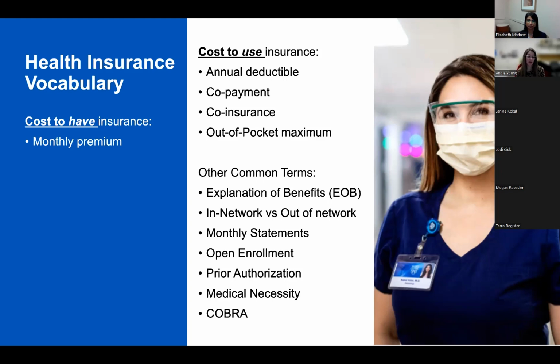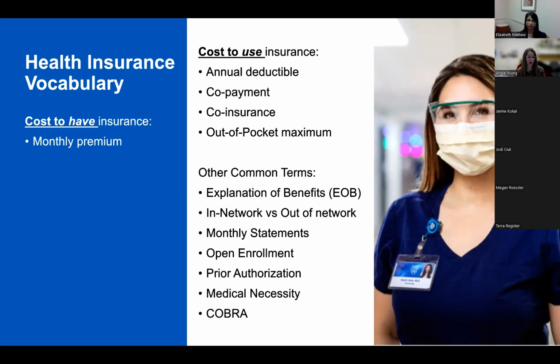Monthly statements are statements that will come from the medical facility that will tell you these are all the charges that were sent to your insurance company. It will also tell you whether or not there'll be bills. They'll tell you if there's a patient responsibility that you owe the medical facility money.